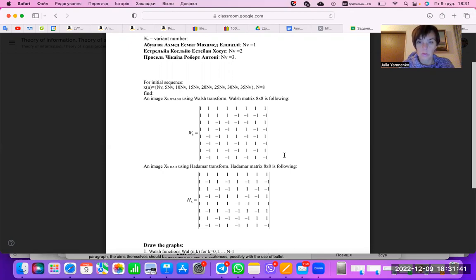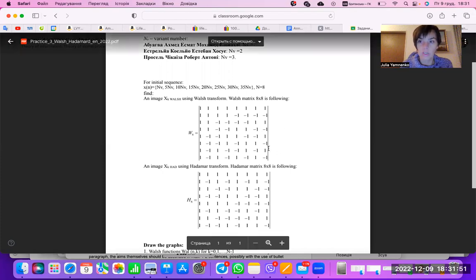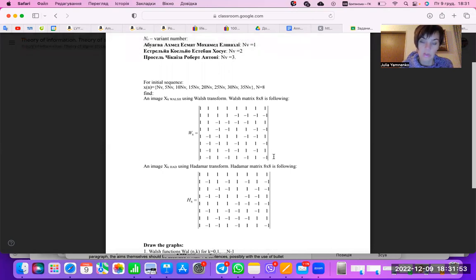and now I'm going to explain how to understand if everything is okay with the functions of Walsh. Here we have two matrices with dimension 8 by 8. One of them is a matrix of Walsh. Now it is the correct form of the matrix, but in the previous variant, the first of them contained a mistake.